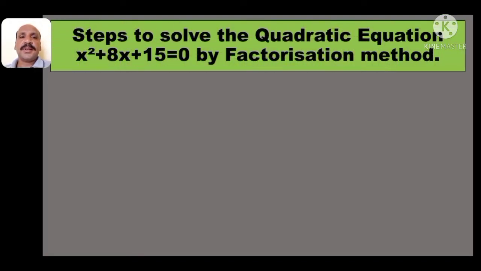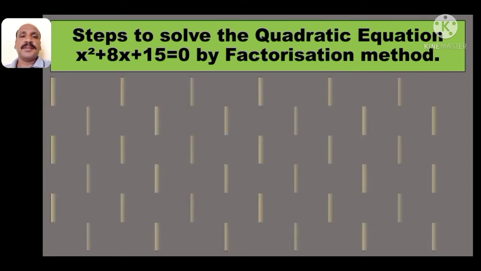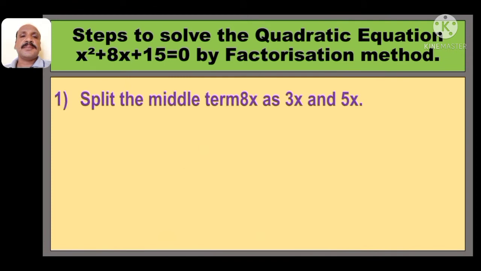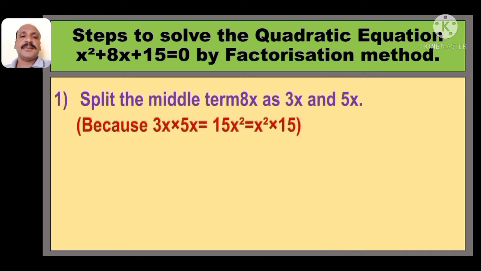Now here we'll solve a quadratic equation by factorization method. Here we have given the equation x square plus 8x plus 15 is equal to 0. How to solve this equation by factorization method? First step, split the middle term 8x as 3x and 5x, because 3x into 5x is equal to 15x square, which is equal to x square into 15.